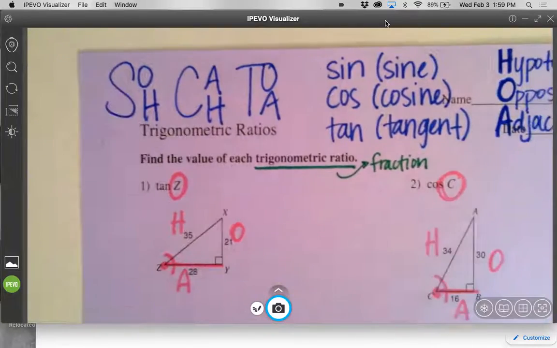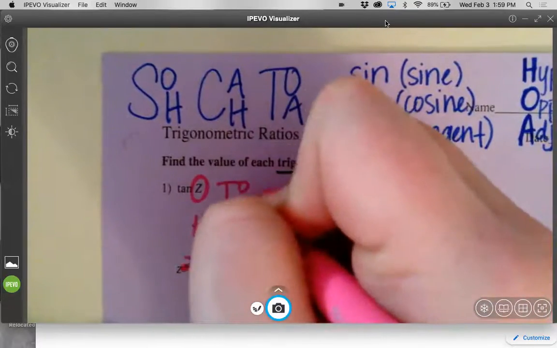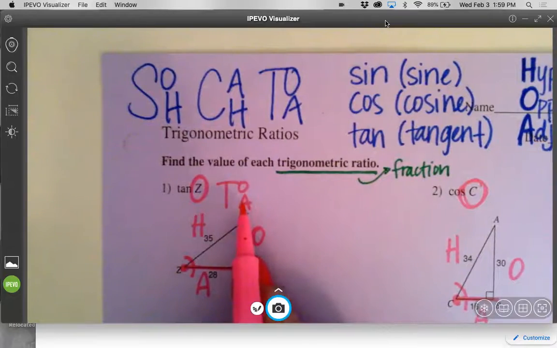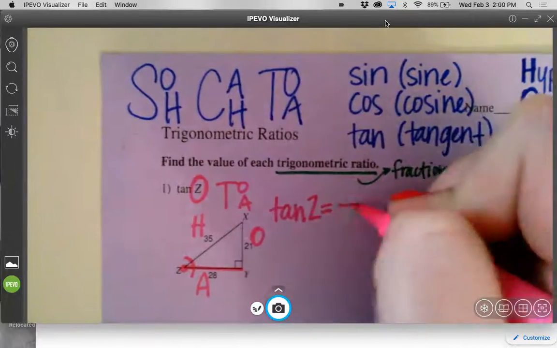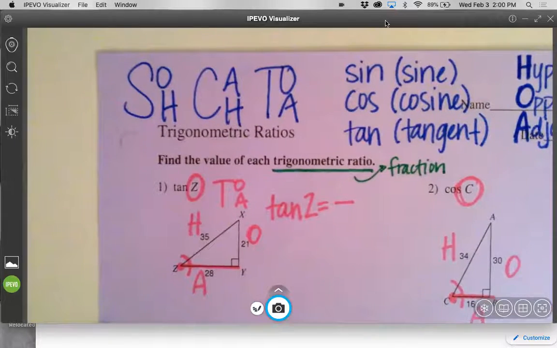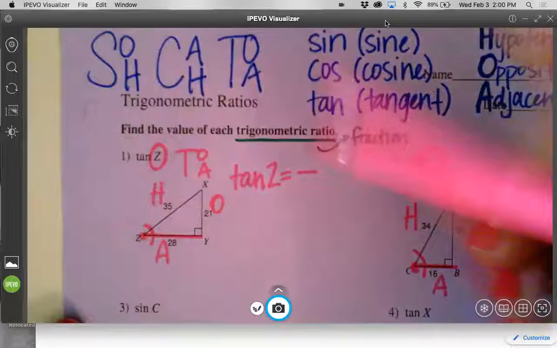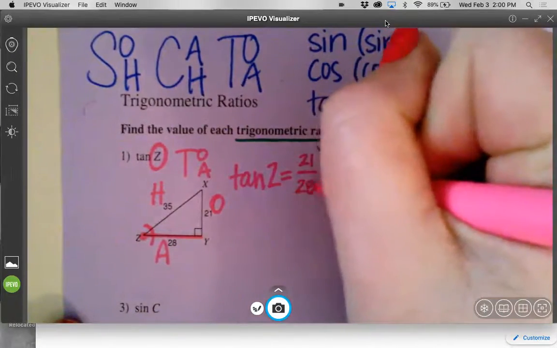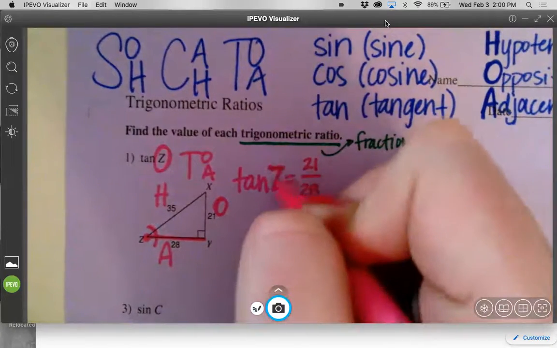So literally, when we do the tangent of Z for number 1, we're thinking SOHCAHTOA, because T goes with tangent, and that's opposite over adjacent. So our problem is going to say tangent of Z equals, and then we just plug in numbers. We've already got the O's and the A's labeled. So which one goes on top? And then on the bottom is 28. And there you go. That looks like a 2. I'm just going to change that to make it look not like a 2.